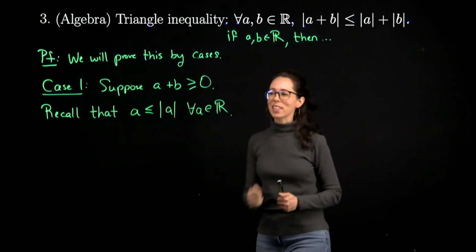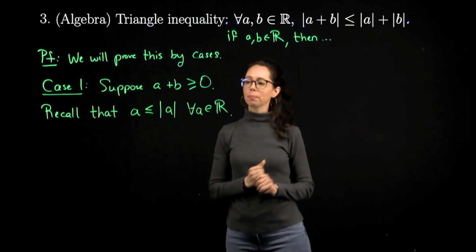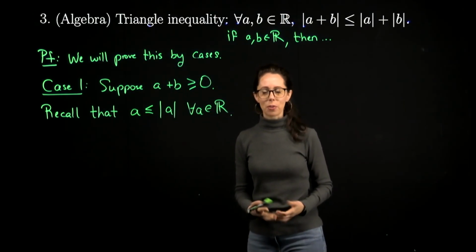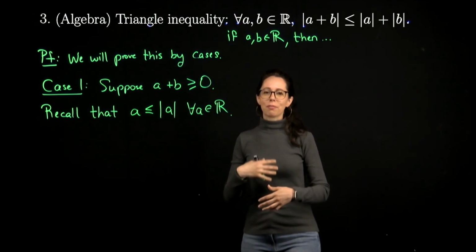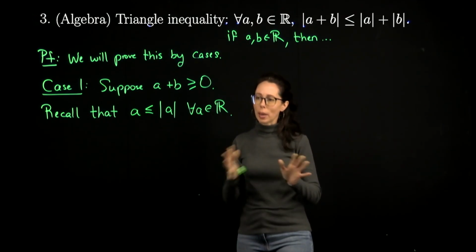And you can just quickly test that. So 3 is less than or equal to 3. Negative 3 is also less than or equal to 3. I'm saying recall here because if you've seen the definition of absolute value, you can make this observation. So I don't want to act like I'm referring to something obscure here. That's my usage of the word recall. Okay, moving along.